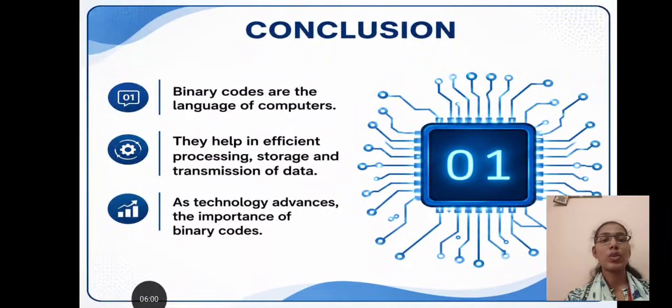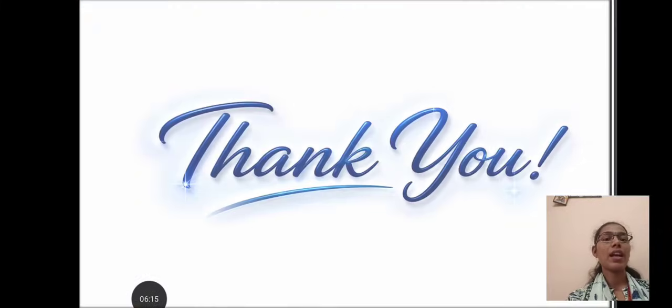And last, conclusion. Binary codes are the basic language of digital computers. Therefore, binary codes are a fundamental concept in DLCO. They help computers store, process, and communicate information and transmit data. So this is the conclusion of binary codes.